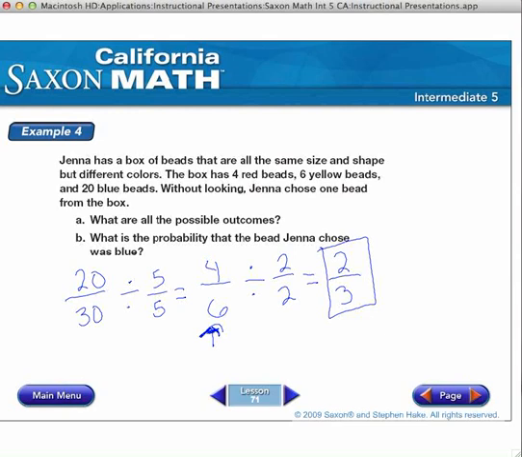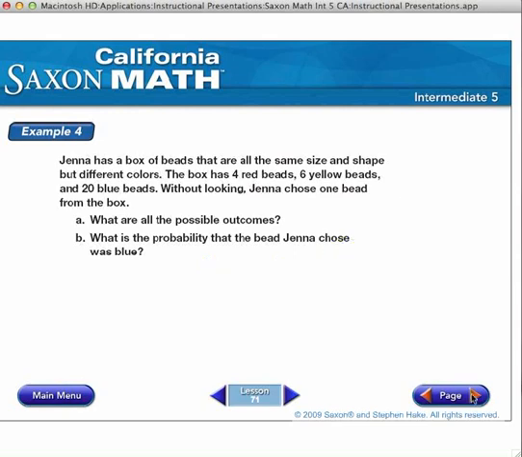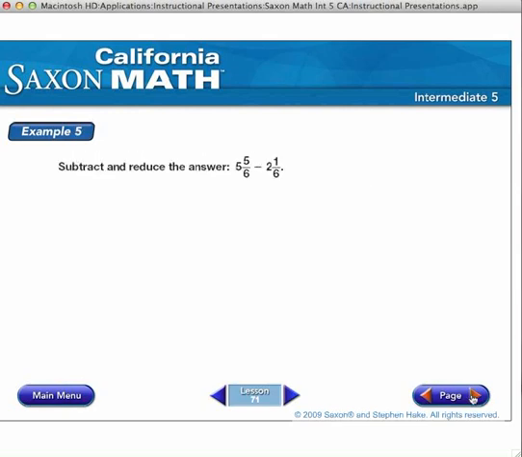All right, let's look at example 5. Subtract and reduce the answer. Make sure that you subtract vertically, please. 5 and 5/6 minus 2 and 1/6. So 5/6 minus 1/6, 5 minus 1 is 4. I'm subtracting, so my denominator stays the same. And now I subtract my wholes. 5 minus 2 is 3.